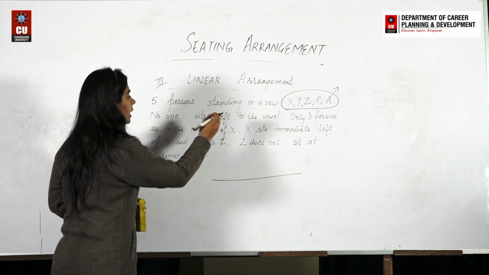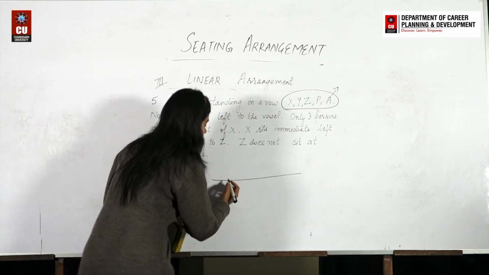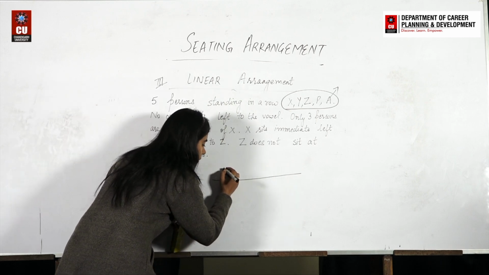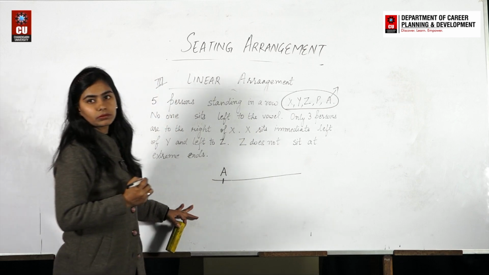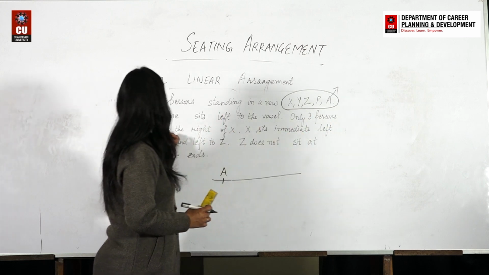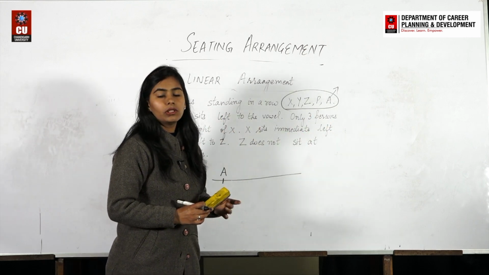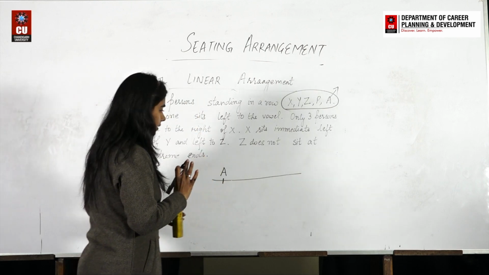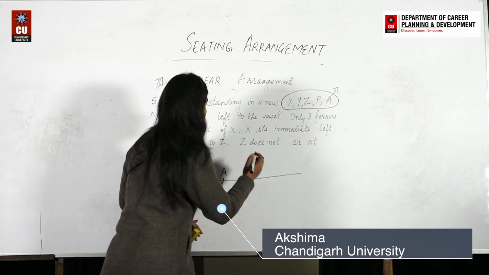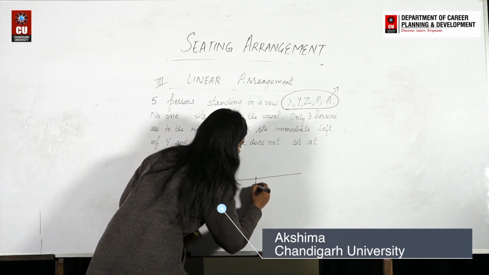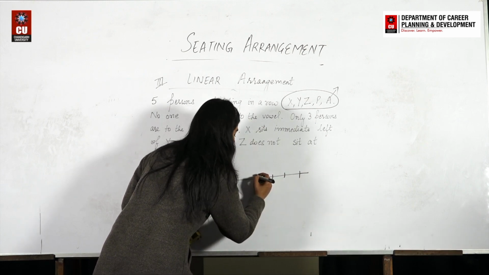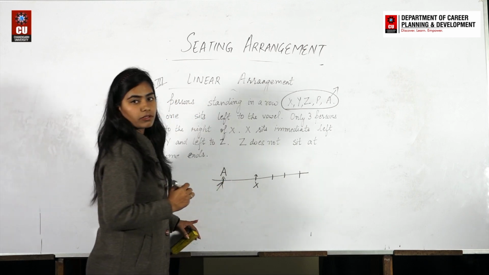If no one sits to the left of the vowel, we will place our vowel at the extreme left of the row. The second statement says only 3 persons are to the right of X. A is placed at the extreme left. Now we will place X here so that the 3 persons are to the right of X.